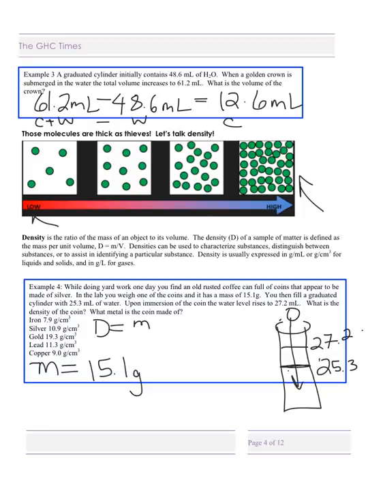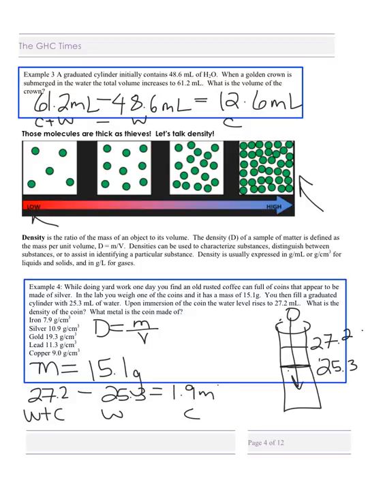Okay. In order to determine the density of the coin, we need the formula. Density equals mass over volume. We've determined the mass. What is the volume of the coin? Well, the volume of the coin is the volume of the water plus the coin, which is 27.2, minus the water, which was 25.3, should give us the volume of the coin. 27.2 minus 25.3 is 1.9 milliliters.